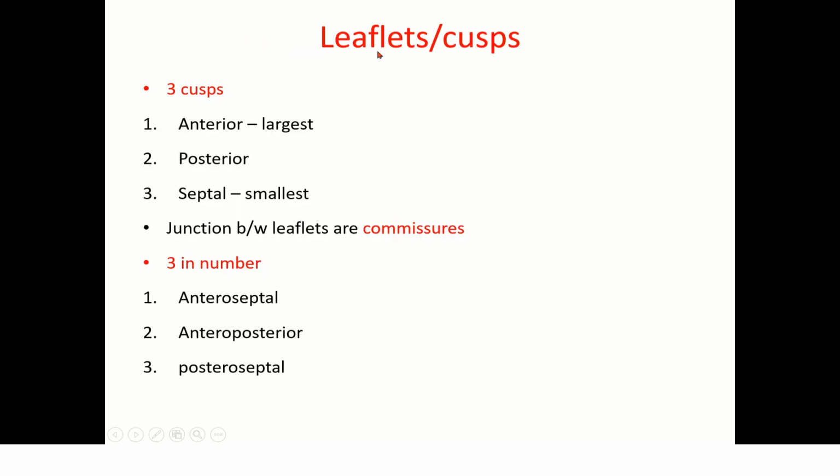The leaflets or cusps are three in number. The anterior is the largest, then the posterior, and the septal is the smallest. The junction between the leaflets is called a commissure. There are three in number: anteroseptal, anteroposterior, and posteroseptal.